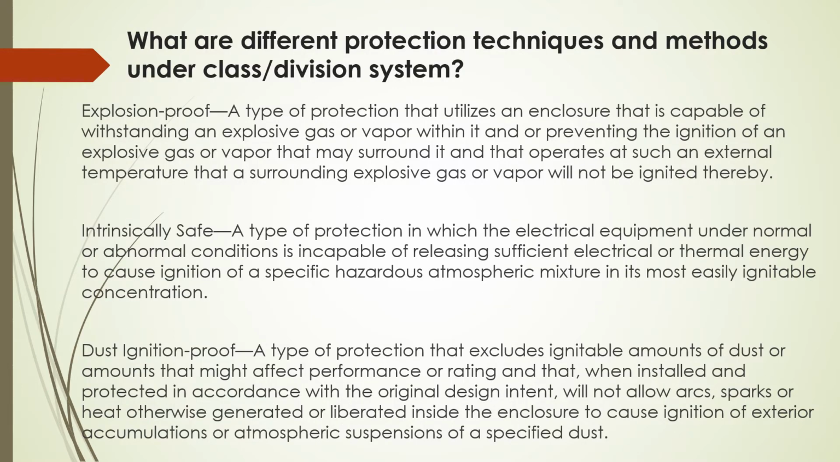What are different protection techniques and methods under class or division systems? Explosion proof, a type of protection that utilizes an enclosure that is capable of withstanding an explosive gas or vapor within it or preventing the ignition of an explosive gas or vapor that may surround it and that operates at such an external temperature that a surrounding explosive gas or vapor will not be ignited thereby.